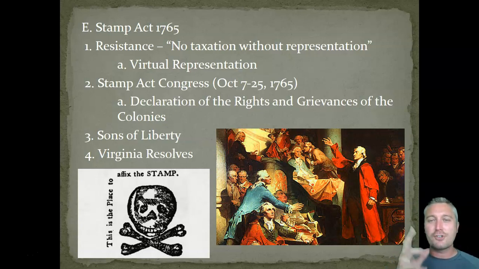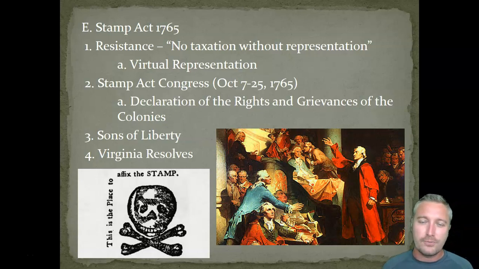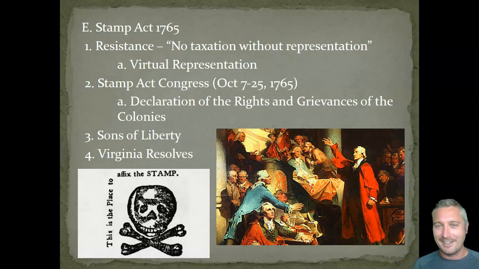He said, Caesar had his Brutus, Charles the First had his Cromwell, and George III, and he kind of pauses there for effect. In fact, the opposition kind of cries out, whoa, easy. Like they see where he's going with this. And he says, George III may profit by their example. If this be treason, then make the most of it. I love that line. If this be treason, then make the most of it.